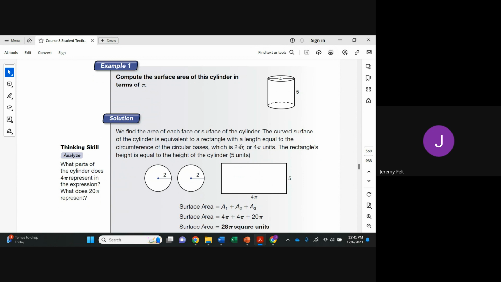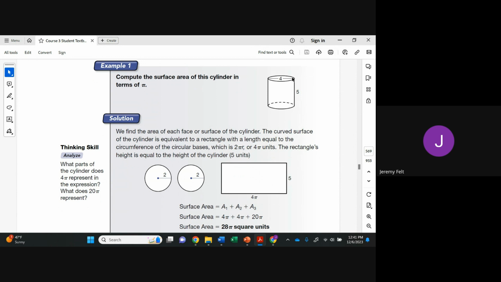Okay, so we have 2 pi r. So our diameter is 4, our radius is 2, so we're going to use pi r squared. We want to find the area of this circle. It's going to be the same area as this one, right? So circumference. Okay, area of both of these, and then this we know is going to be 5, and then this is where we need to know the circumference of our circle.